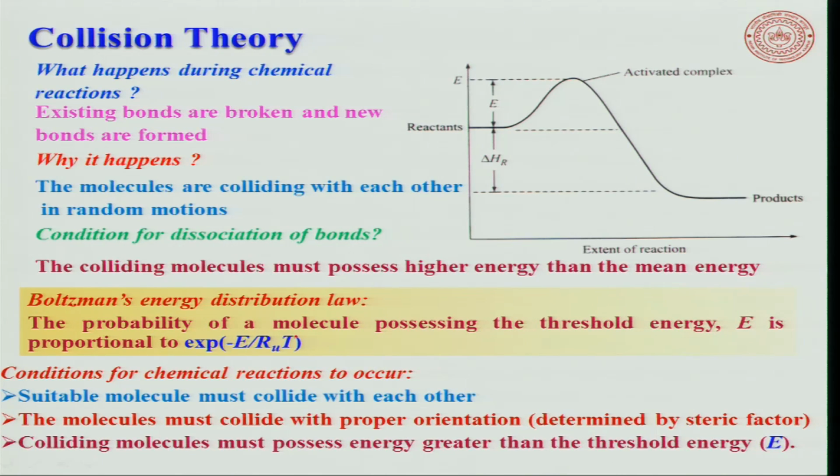So, the conditions for a chemical reaction to occur, which I have already told, I want to repeat: suitable molecules must collide with each other, and the molecules must collide with proper orientation, which is determined by a steric factor, and the colliding molecules must possess energy greater than the threshold value, which we call the activation energy, right.